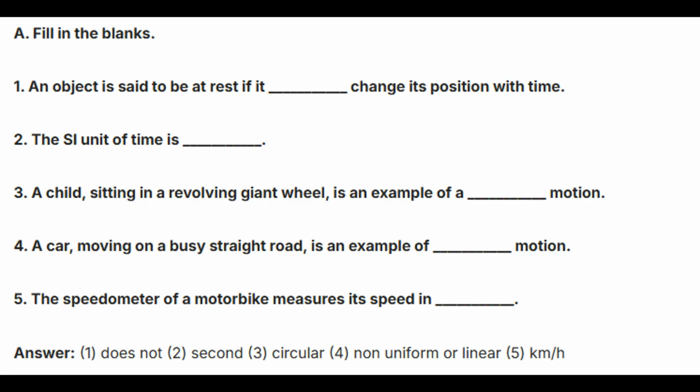Second, the SI unit of time is second. Third, a child sitting in a revolving giant wheel is an example of a circular motion. Fourth, a car moving on a busy straight road is an example of non-uniform or linear motion. Fifth, the speedometer of a motorbike measures its speed in kilometers per hour.